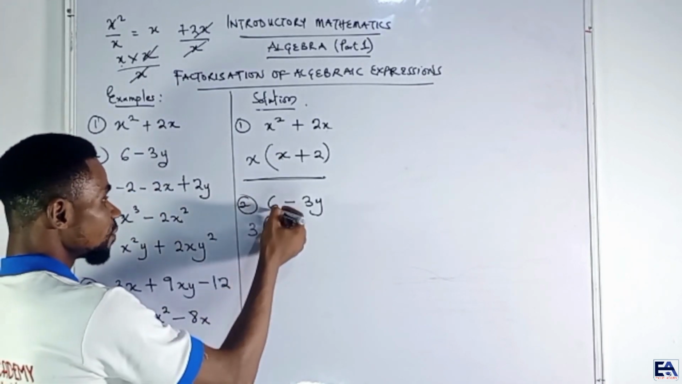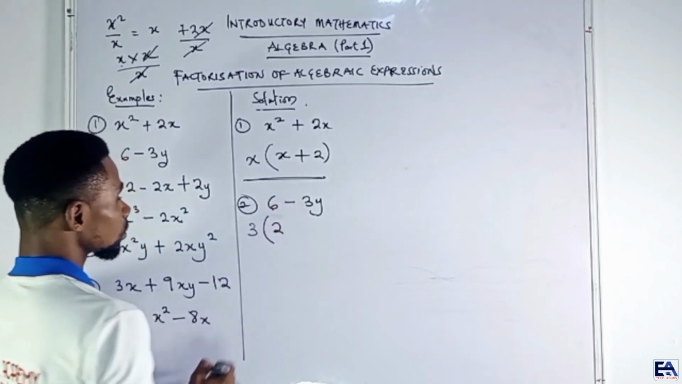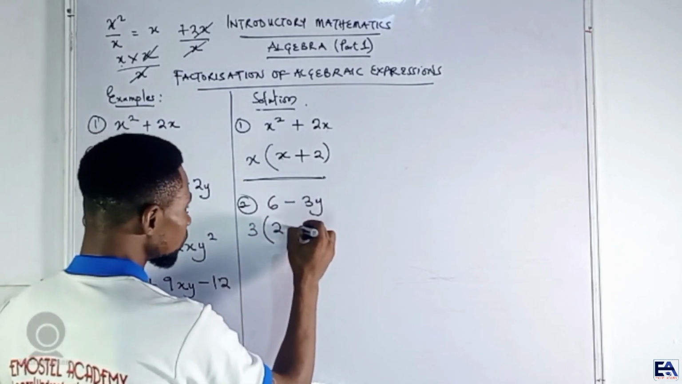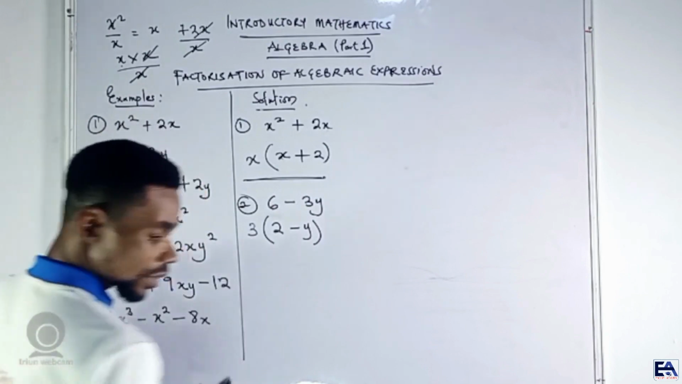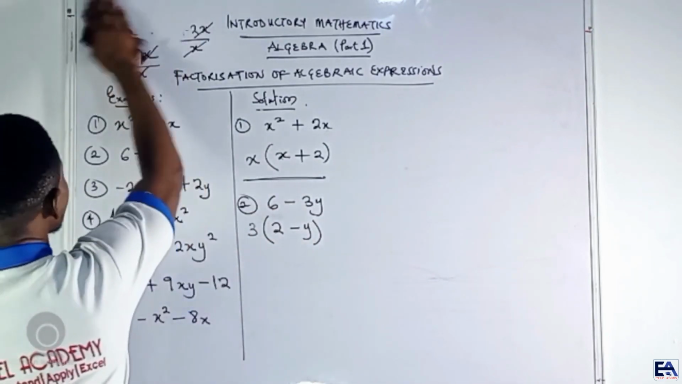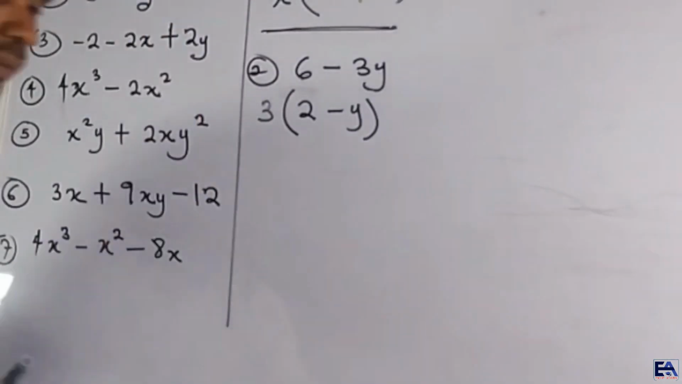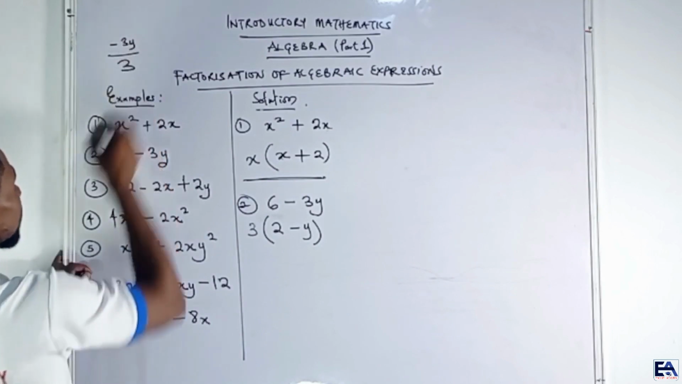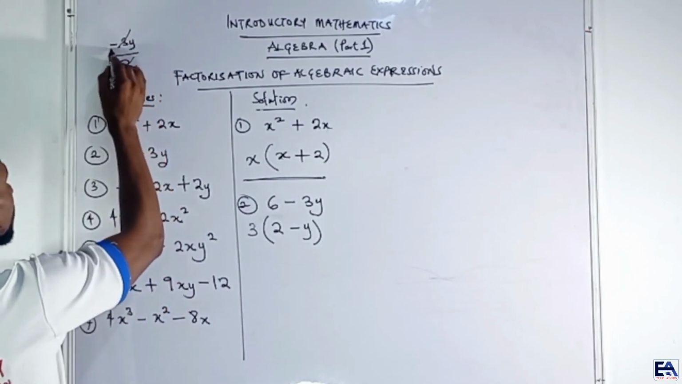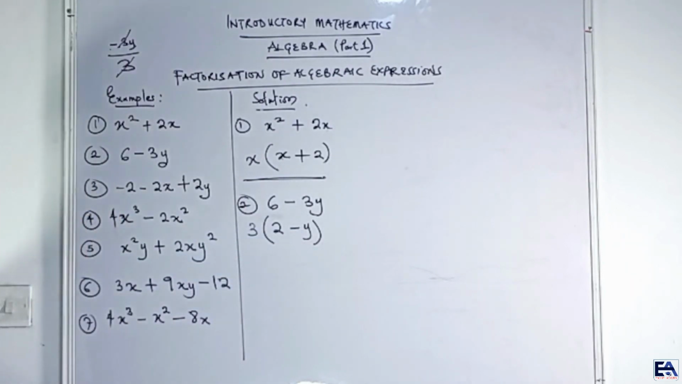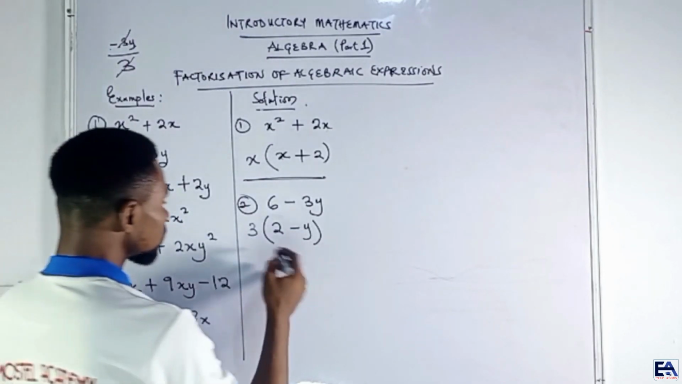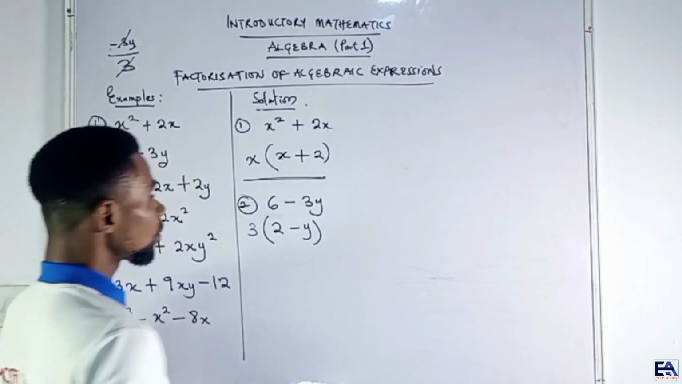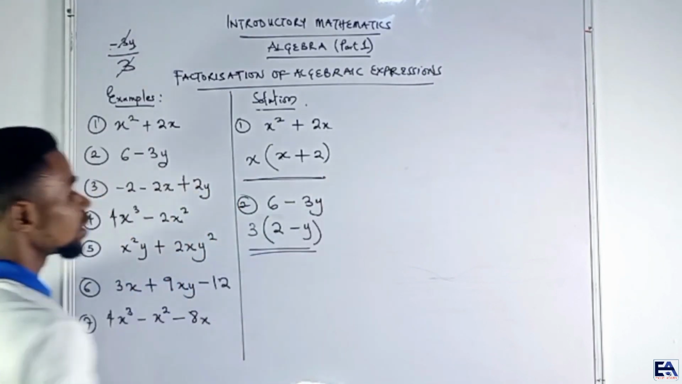Now, 3 divides 6 to give us 2. That is, 6 divided by 3 gives us 2. Then minus 3y divided by 3 will give us minus y. How did that happen? Minus 3y divided by 3, 3 cancels 3, so we still have the minus and the y, so we have minus y there. So that's the answer. If you expand it, you're going to get this back. 3 times 2 will give you 6, 3 times minus y will give you minus 3y. So this is the factorized form, and this is the expanded form.